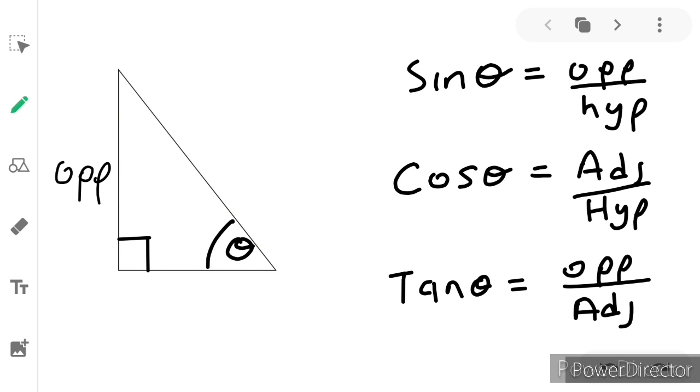Good, so let's move on to the hypotenuse. The hypotenuse will be the longest side, and the side that is the longest is always the side that is opposite the right angle. So this side is opposite the right angle, so this side will be the hypotenuse. And lastly, the side that's remaining will be the adjacent side. Or we can say the adjacent side is the side that is adjacent to theta. Alright? So that will be adjacent.